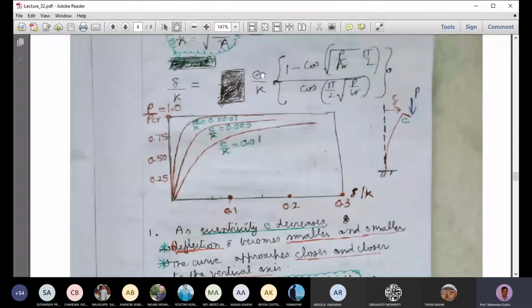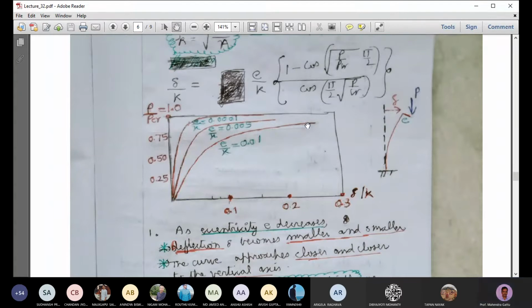So if we take a value for E by K equal to 0.01, that is 1 by 100, and we plot a graph, the graph is coming like this. So what is happening? As you increase the P value, the deflection is increasing, and as the P value approaches P critical, the deflection is increasing by a very high amount. It will increase very rapidly and try to go to infinity.